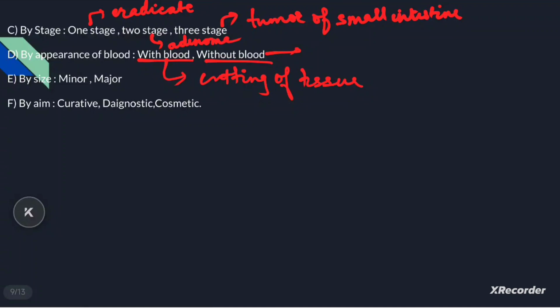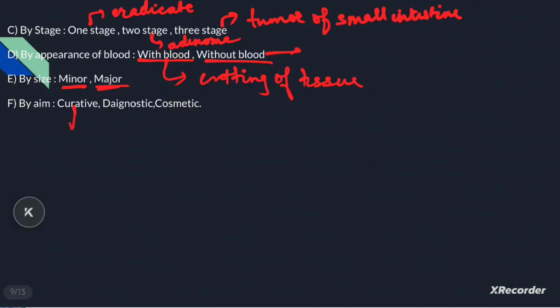Next is classification by size: minor and major. Minor is performed on a small area without invasion of a body cavity, such as dissection. Major is performed on big areas with an invasion of the body cavities, such as resection of the stomach. By size it is very common, minor and major, that's it. And by aim, it is curative, diagnostic or cosmetic.